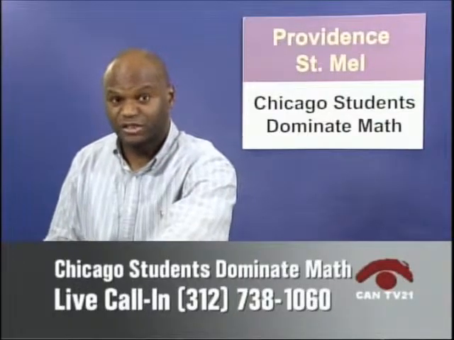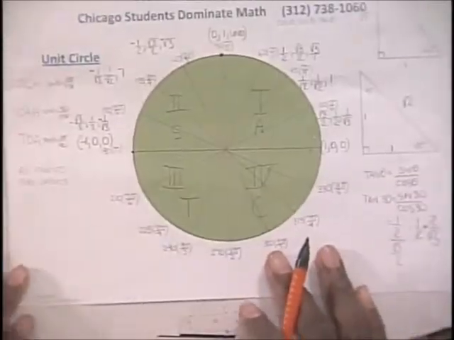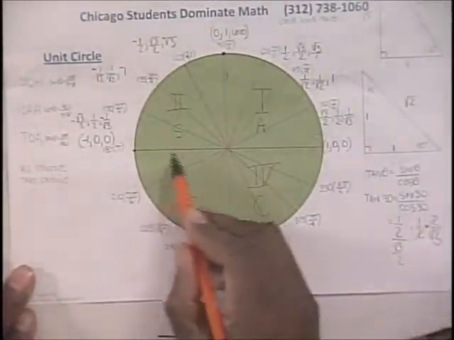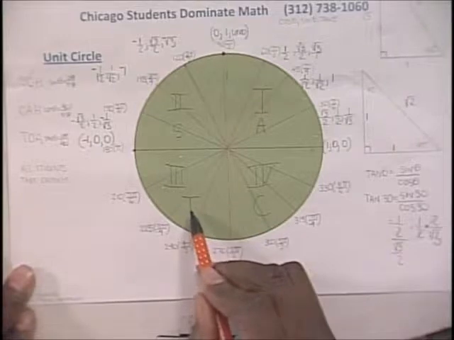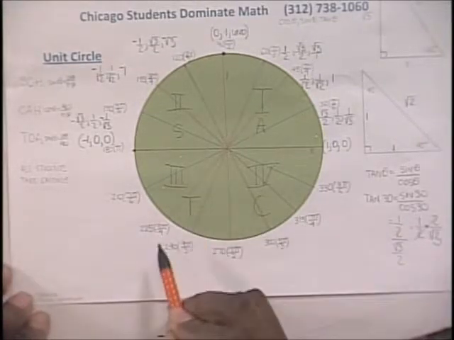All right, so let's proceed. Let's take a look at the third quadrant. In this third quadrant, the only thing that we have positive is tangent. In this quadrant, tangent is positive.